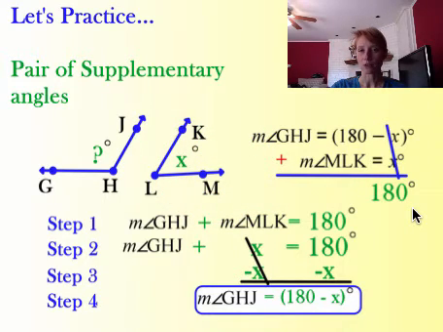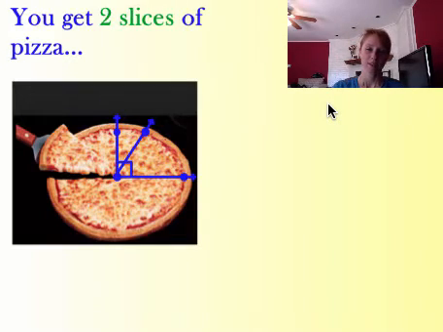So our work cancels, our work checks out. So even though we don't get an actual number, we just have expressions, that's okay for this problem. Okay. Let's go back to our pizza.